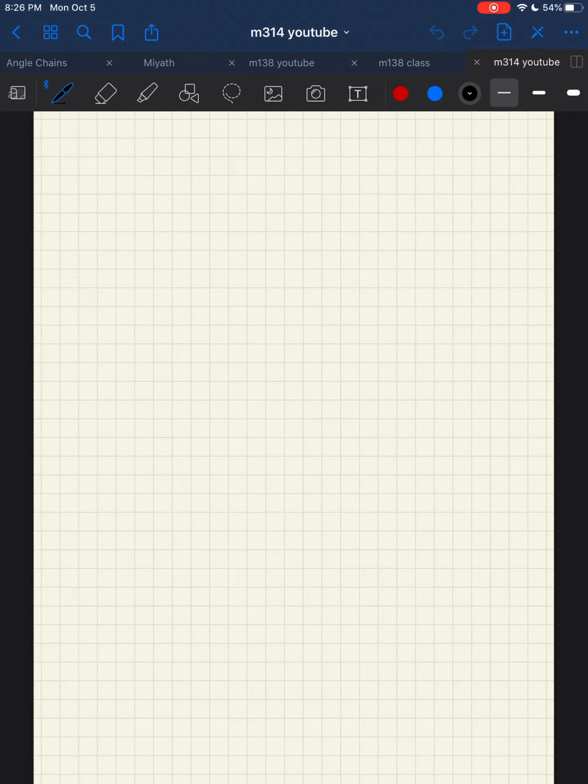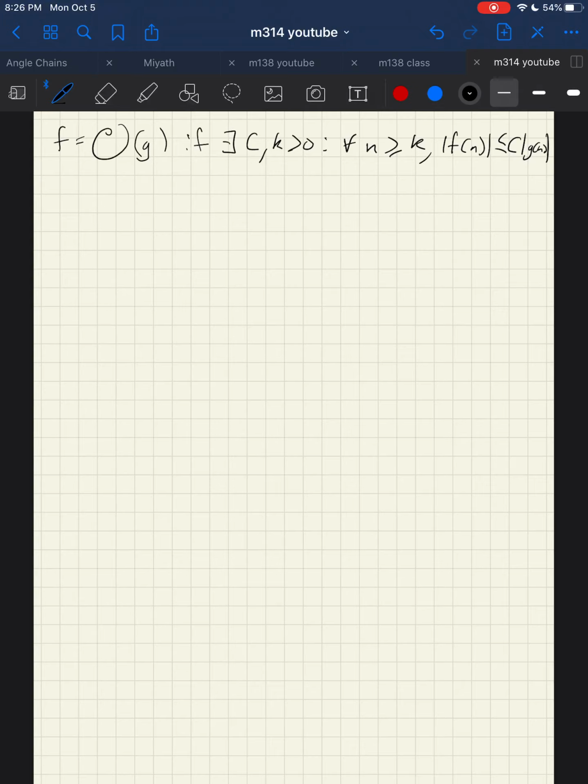All right, so I just want to do a couple more big O examples for you. To remind you, we say f is big O of g if there exist constants c and k positive such that for all n greater than or equal to k, we have that the absolute value of f of n is less than or equal to c times the absolute value of g of n. And we're going to be typically ignoring those absolute values.